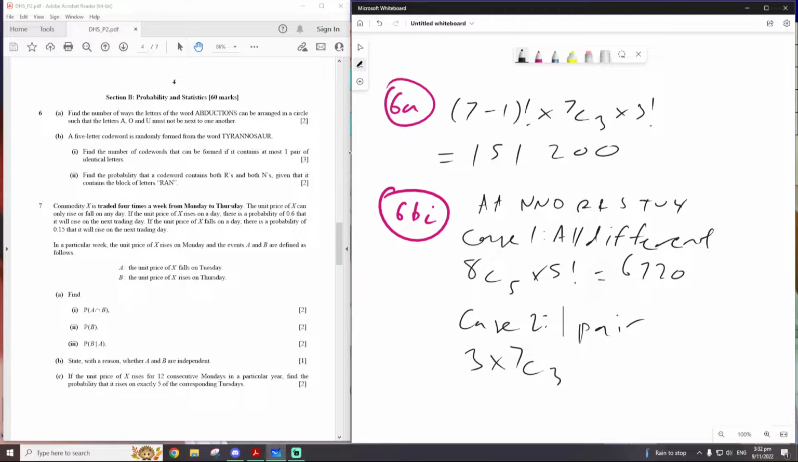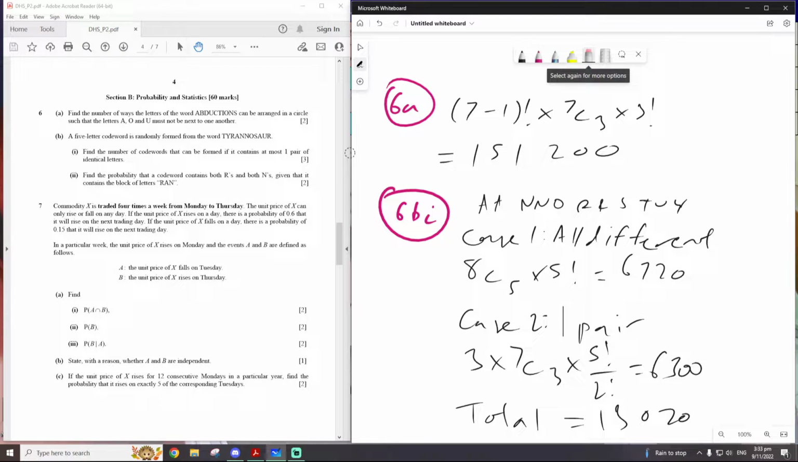And how many ways are there to arrange? Well, it's 5 factorial divided by the number repeated, which is 2 factorial. You'll get 6,300. So the total ways will be 13,020.